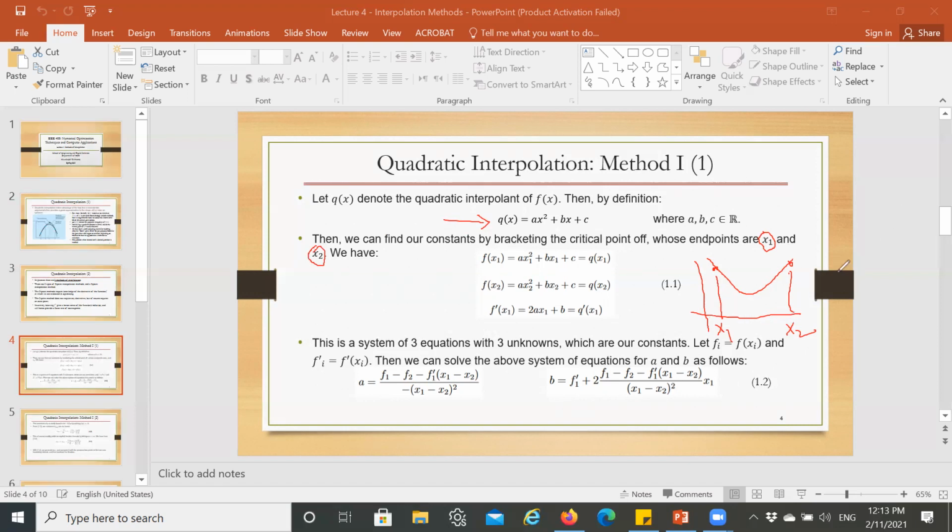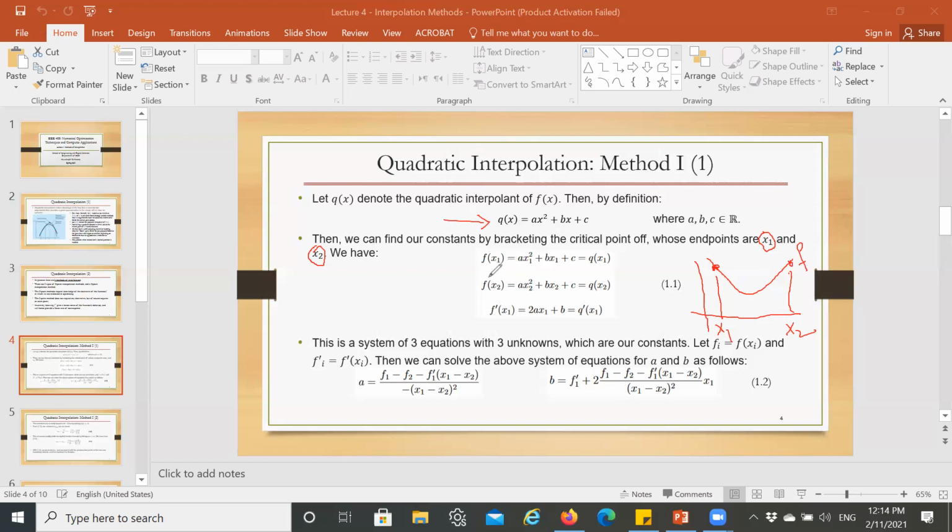So what you have to do is, you're given the quadratic function that you want to use to interpolate your function f. So what you do is you have x1, x2. If you have x1, x2, and you have the function f, you can definitely evaluate f of x1. You can find f of x2, right?